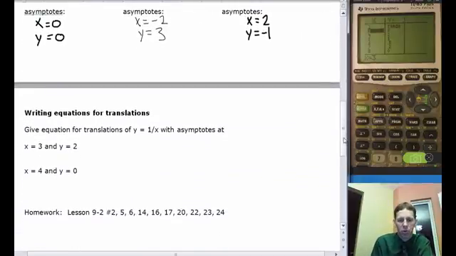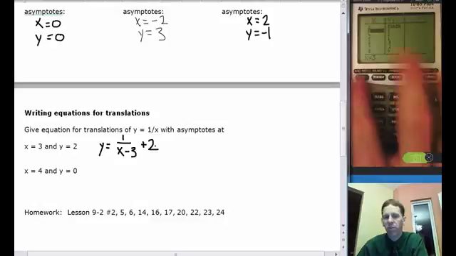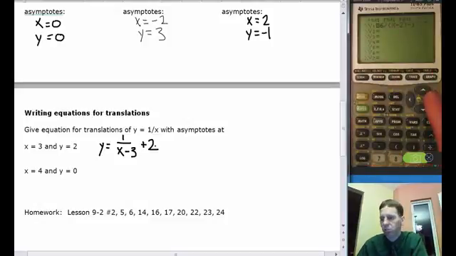If it says x equals 3, using our other equations as a model, we would start with y equals. If we're translating 1 over x, we're still going to start with 1 over x. But then for x equals 3, we're going to go minus 3 right here. And for y equals 2, we're going to do plus 2 at the end. And if you wanted to verify this on your calculator to see if this looked right, you could do 1 over x minus 3 right here, and then you could do plus 2 at the end.